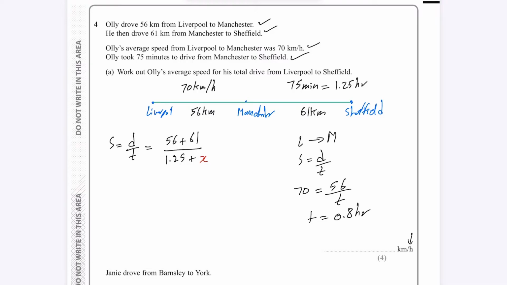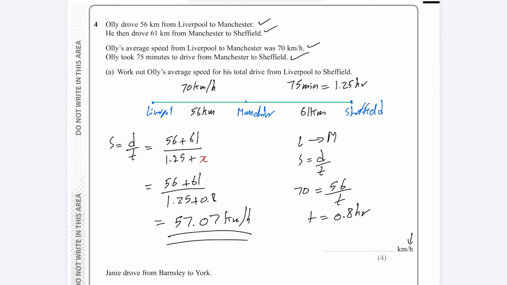And now we know what X is, so we can solve this. So that's 56 plus 61 over 1.25 plus 0.8. 56 plus 61, divide that by 1.25 plus 0.8, and the answer becomes 57.07 kilometers per hour. There's your answer.